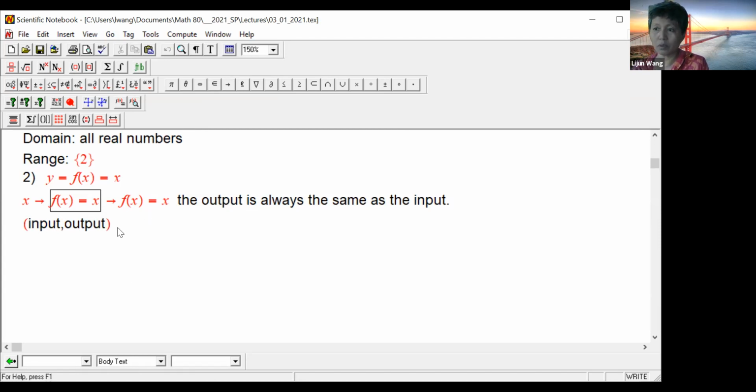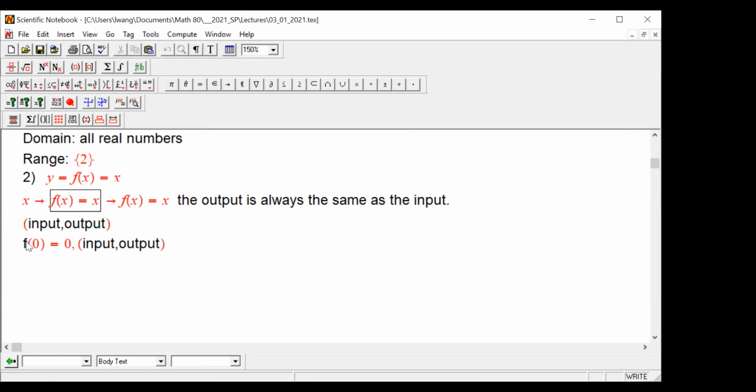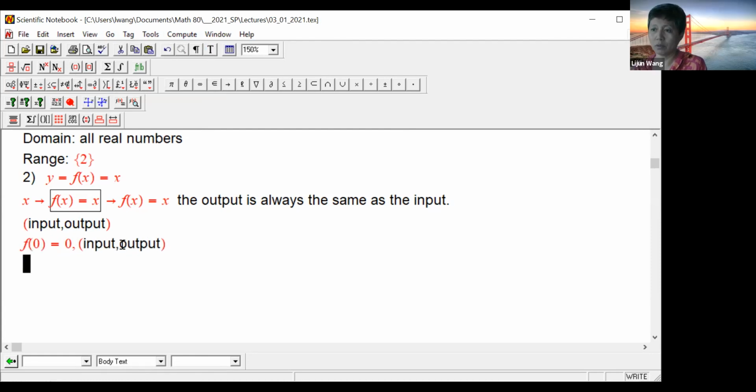according to this rule, what if your input is 0? What will be the output? It's going to be 0. If the input is 0, the output is 0. You follow me? What if the input is 1? According to this rule, what will be the output?